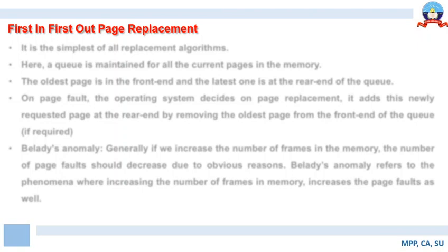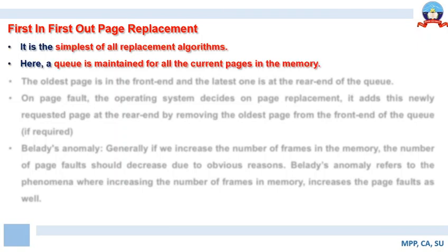First in, first out is the simplest of all the page replacement algorithms, wherein a queue is maintained for all the current pages that are there in the memory.